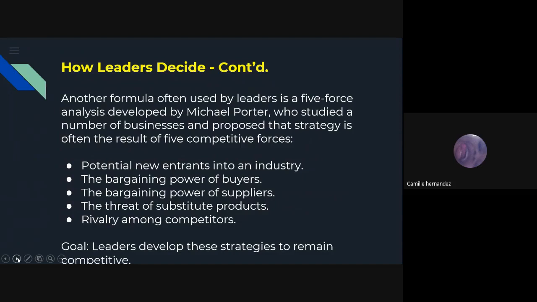Another formula used by leaders is a five-force analysis developed by Michael Porter, who studied a number of businesses and proposed that strategy is often the result of five competitive forces: potential new entrants into an industry, the bargaining power of buyers, the bargaining power of suppliers, the threat of substitute products, and rivalry among competitors. Ultimately, leaders develop these strategies to remain competitive. They always want to outdo each other and be one step ahead of the competition, as it says here.